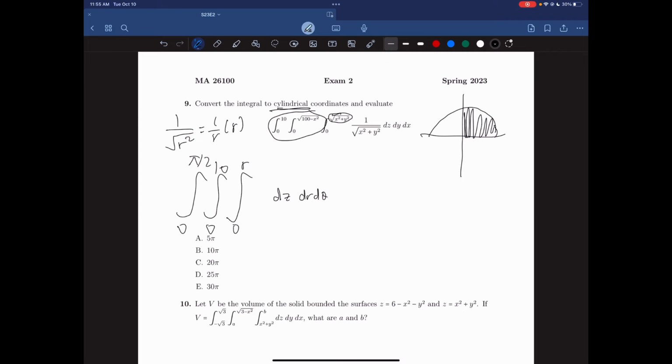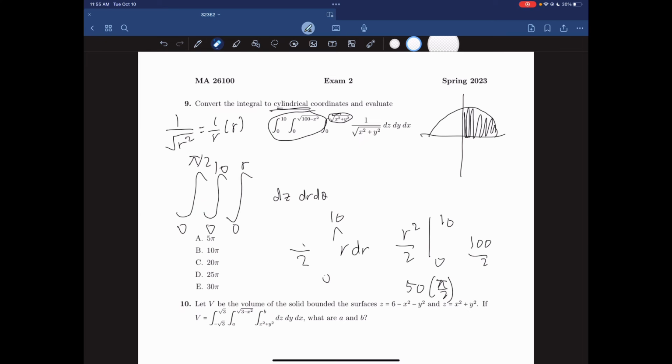And that's very nice because we can take out the theta because nothing depends on theta. Integral 0 to 10 of r dr. So that is just r squared over 2, from 0 to 10, 100 over 2. That's 50 times pi over 2 because we took it out here. Whoa, did not mean to do that. Equals 25. Whoa, again, going a little too fast here. 25 pi. That is D.